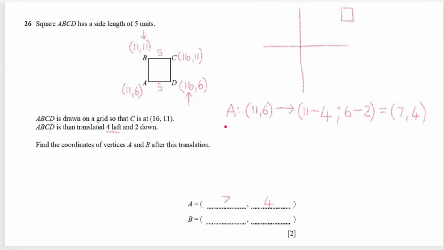Let's have a look at B. So the original coordinates of point B were (11, 11). Now, if we apply the translation, it means that we have to subtract 4 from the x-coordinate and we have to subtract 2 from the y-coordinate. So it becomes (7, 9). So the new coordinates of point B after the translation has been applied will be (7, 9).